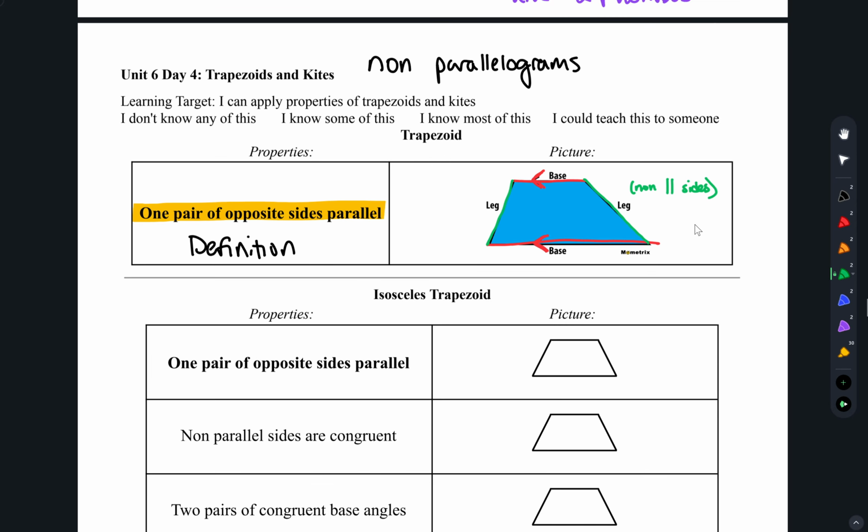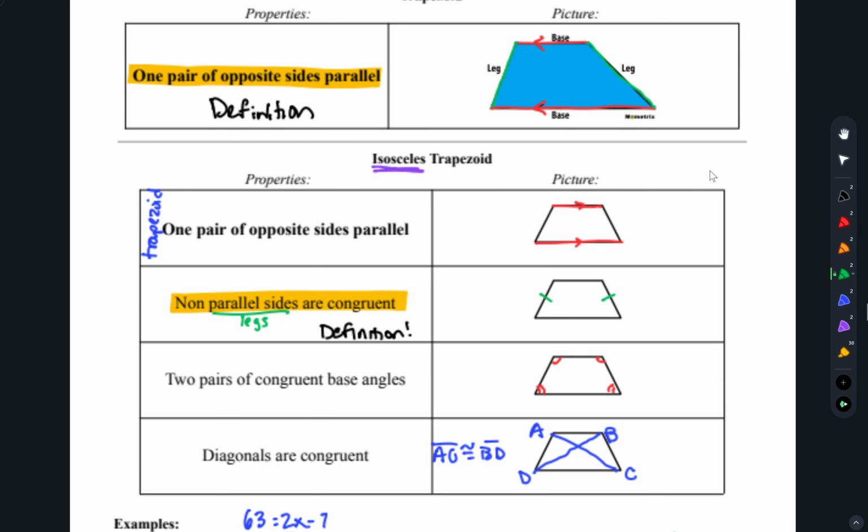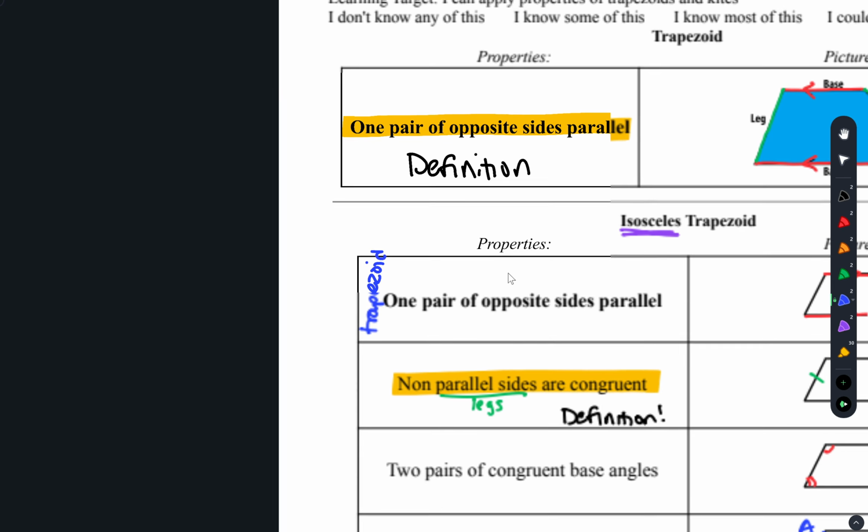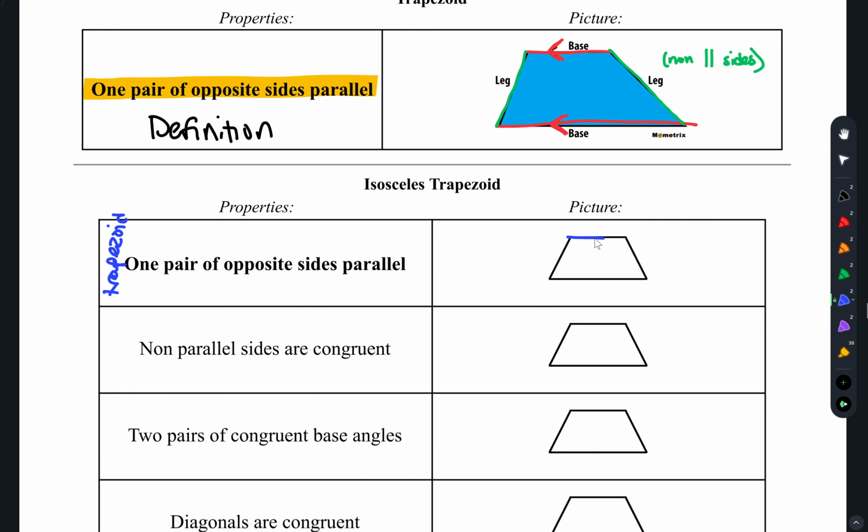However, when the 2 legs are congruent, we get a special shape called the isosceles trapezoid. The isosceles trapezoid is still a trapezoid. So it still has that trapezoid property of having one pair of sides parallel. So here and here. Still a trapezoid. But by definition of an isosceles trapezoid, we know that the non-parallel sides, aka the legs, are congruent. That is what makes a trapezoid isosceles.